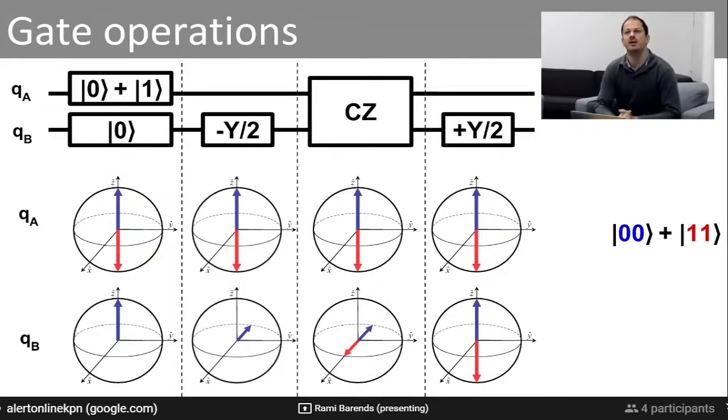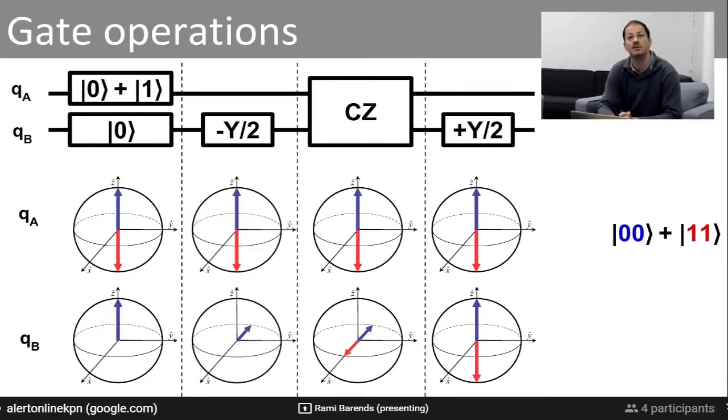Let's put this in use in a simple example algorithm. Suppose qubit A is in a superposition state, and I'm going to visually represent that by a blue arrow and a red arrow at the same time. And qubit B is initialized in the zero state, its ground state. Now, what we could do is rotate qubit B onto the equator, then perform a controlled phase gate. Remember, with the controlled phase gate, the state will rotate around the Z vector depending on whether qubit A is 0 or 1, and that's indicated by the addition of a red vector in the Bloch sphere of qubit B. And finally, we'll rotate qubit B back onto the z-axis.